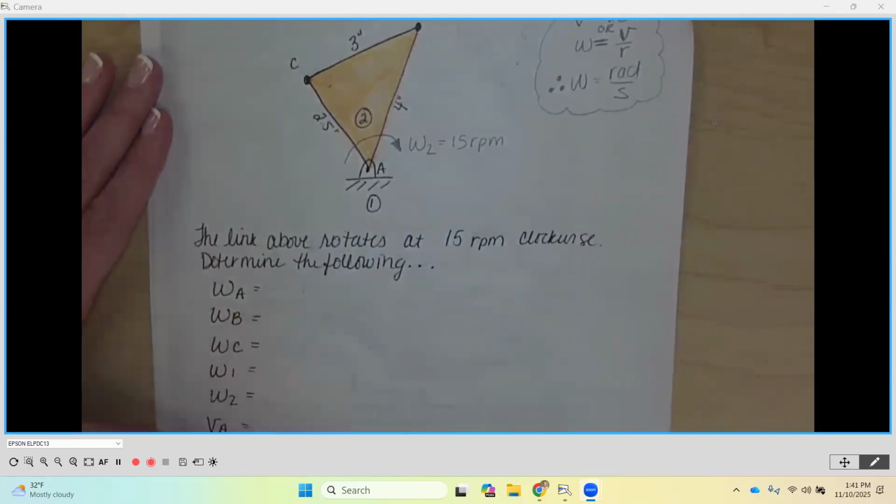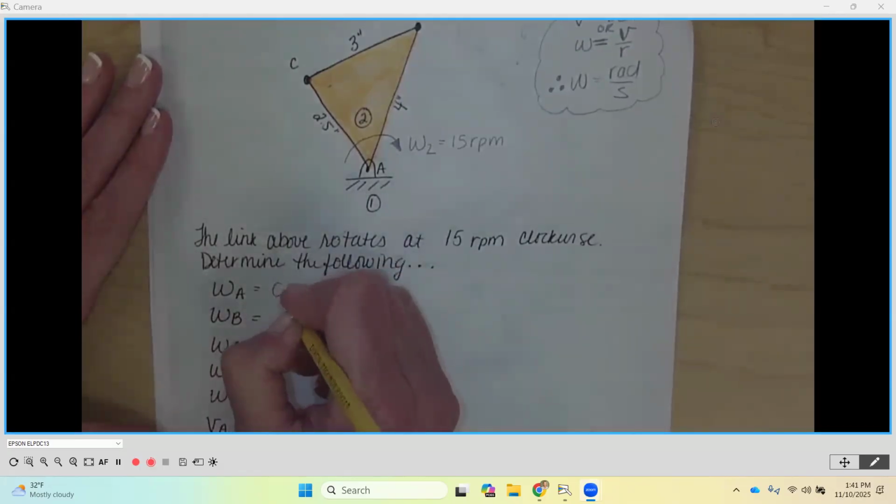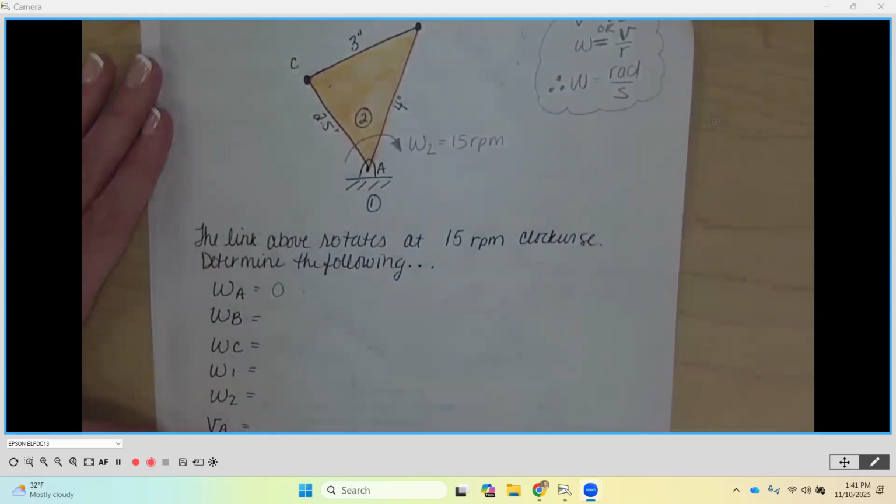It would be 0, exactly. So this is going to be 0. And you could say 0 RPMs if you wanted, but 0 is 0, right? So that's going to be 0.